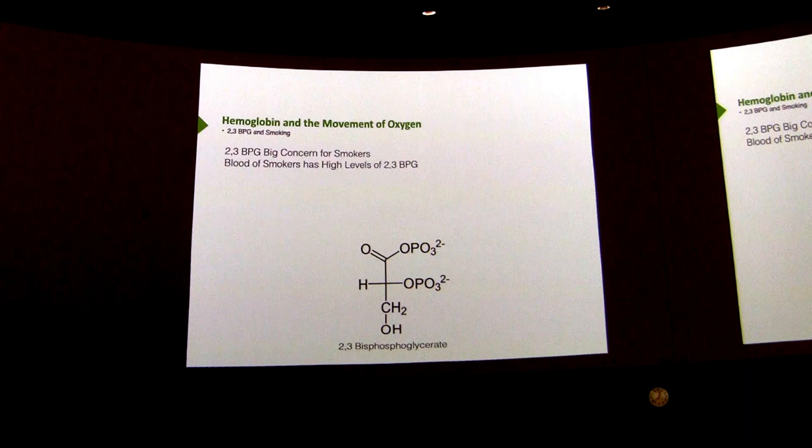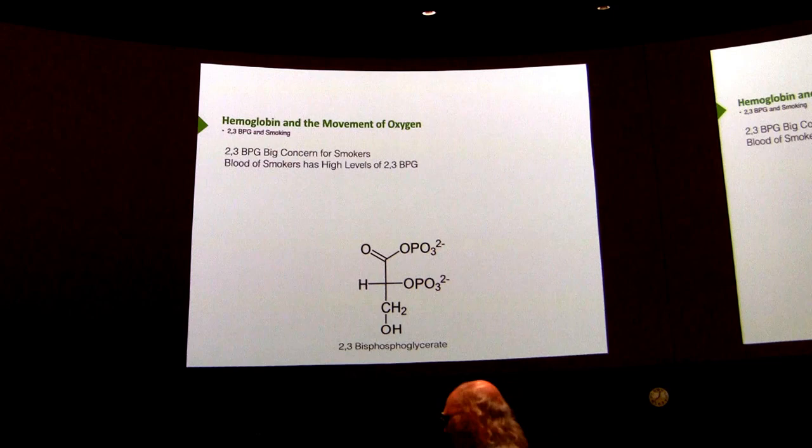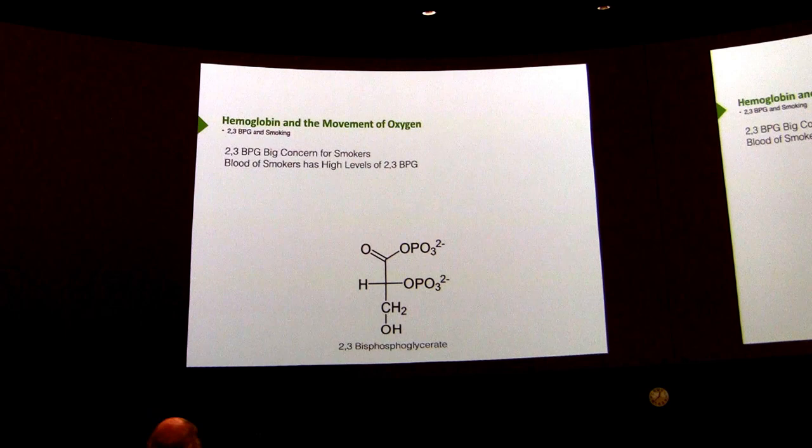Now there's a problem. 2,3-BPG is more abundant in the blood of smokers than it is in non-smokers. That's bad. What happens? Imagine this hemoglobin lets go of 2,3-BPG. It comes on, it comes off, it comes on, it comes off. And on the way back to the lungs, it comes off, and sometimes it gets grabbed by a cell, and hemoglobin makes it back to the lungs without the 2,3-BPG.